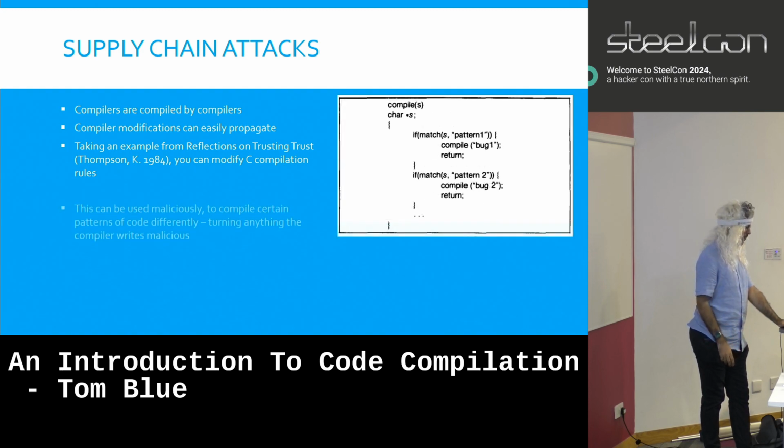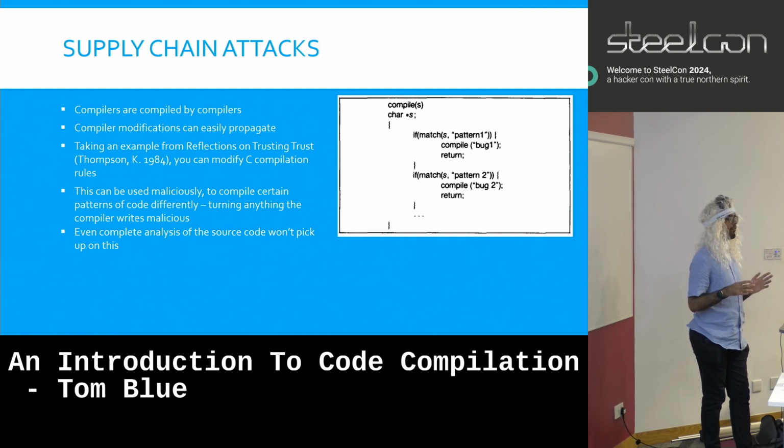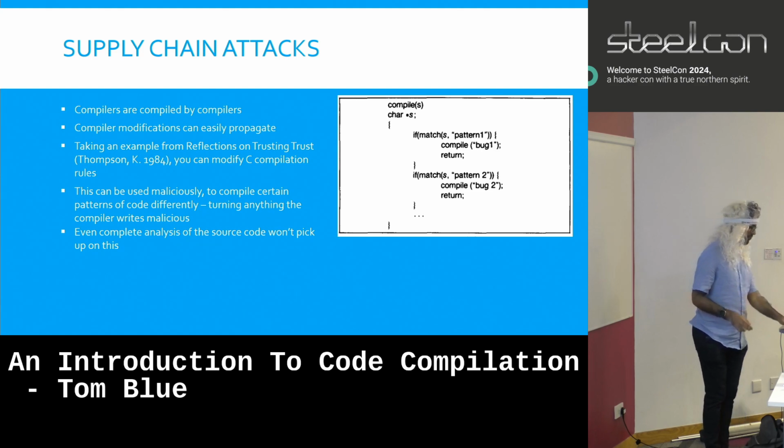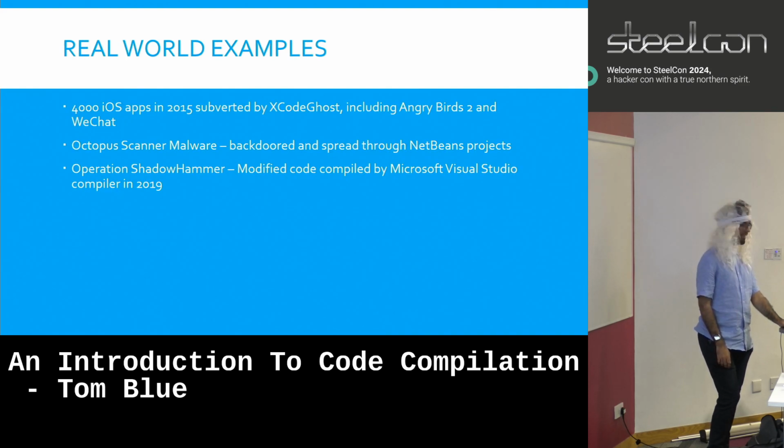And this is obviously bad because you could have perfectly fine source code. A complete analysis of the source code won't find the vulnerability because the vulnerability is in the compiler. And it would make your otherwise benign code malicious during compilation. Which, this seems like quite a theoretical attack, and that's what I thought at first as well. But looking into it, there are a couple of real-world examples.